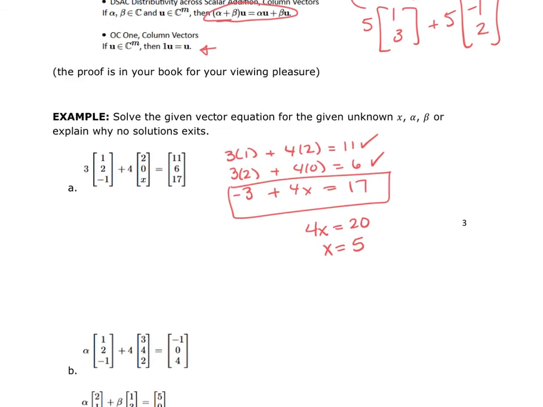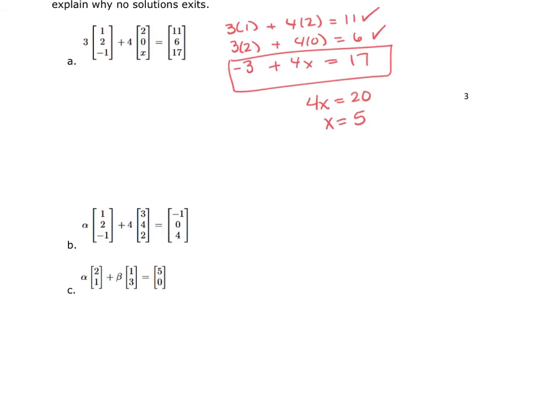Take a look at another example here. In this example, I'm going to try to find an alpha so that when I multiply it by that vector 1, 2, negative 1 and add it to 4 times the vector 3, 4, and 2, then I'm going to get negative 1, 0, 4. So I'm going to go ahead and multiply this through, and I have alpha and 2 alpha and negative alpha. Go ahead and multiply my scalar through on my second vector. That's 12, 16, and 8. And then my last vector, I didn't do anything, so negative 1, 0, and 4.